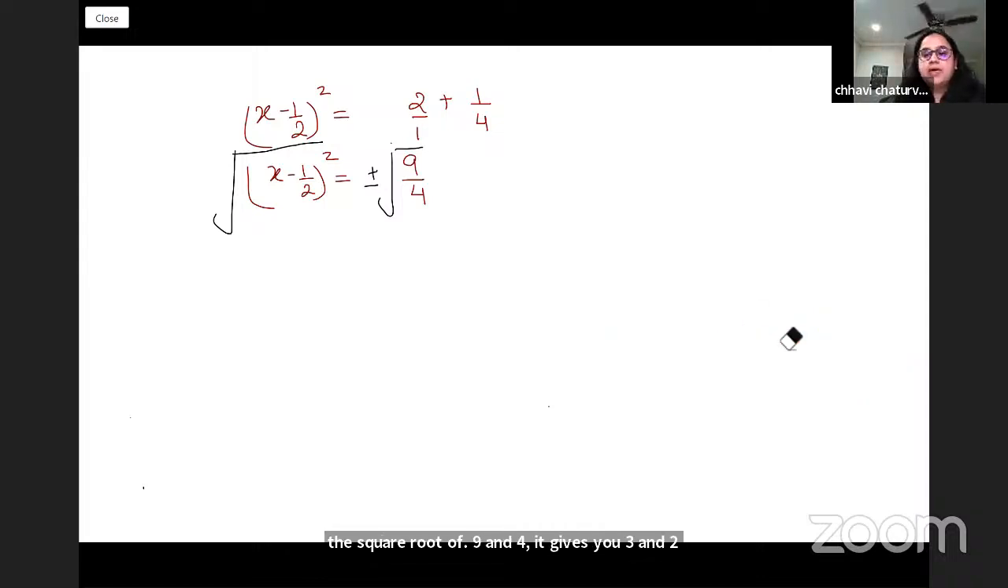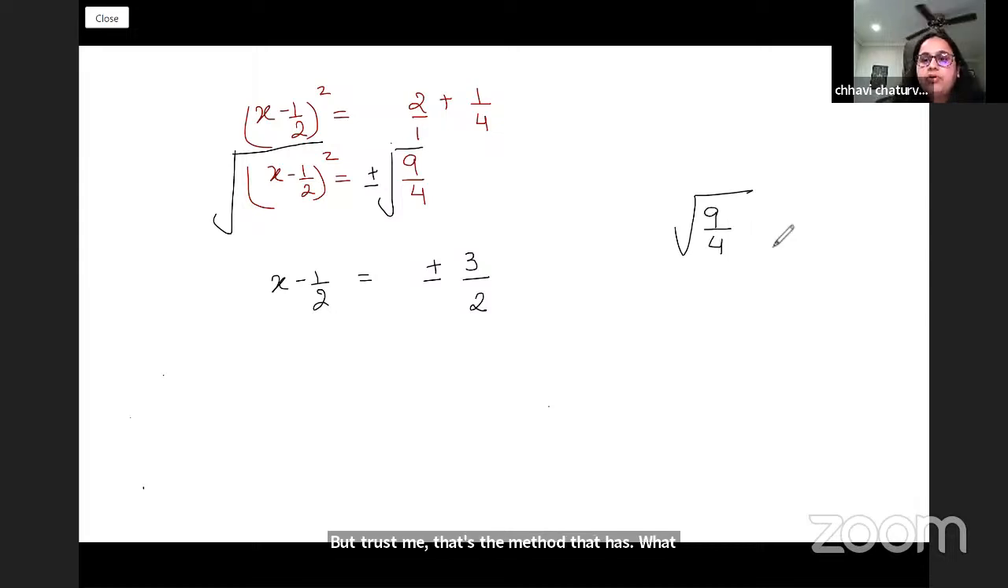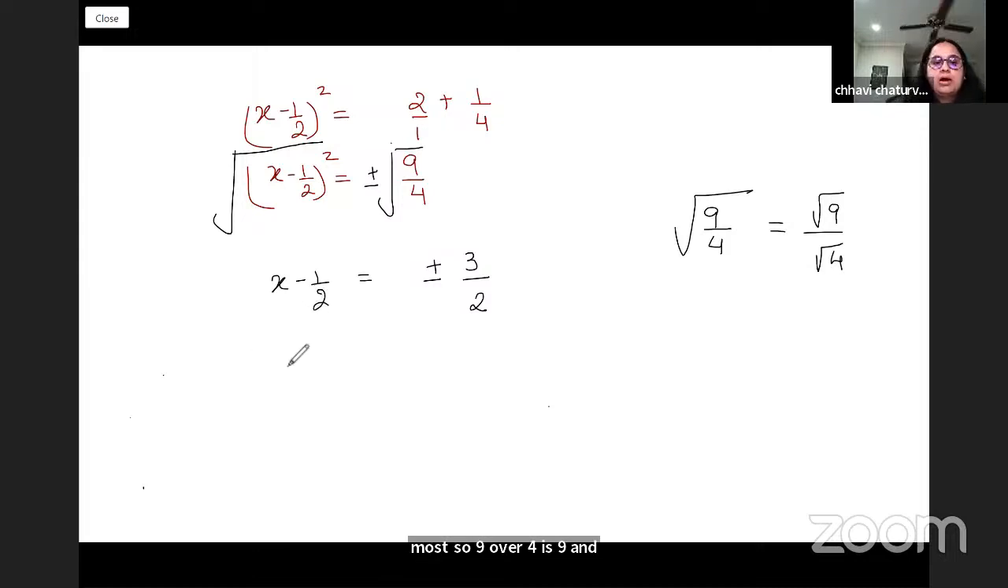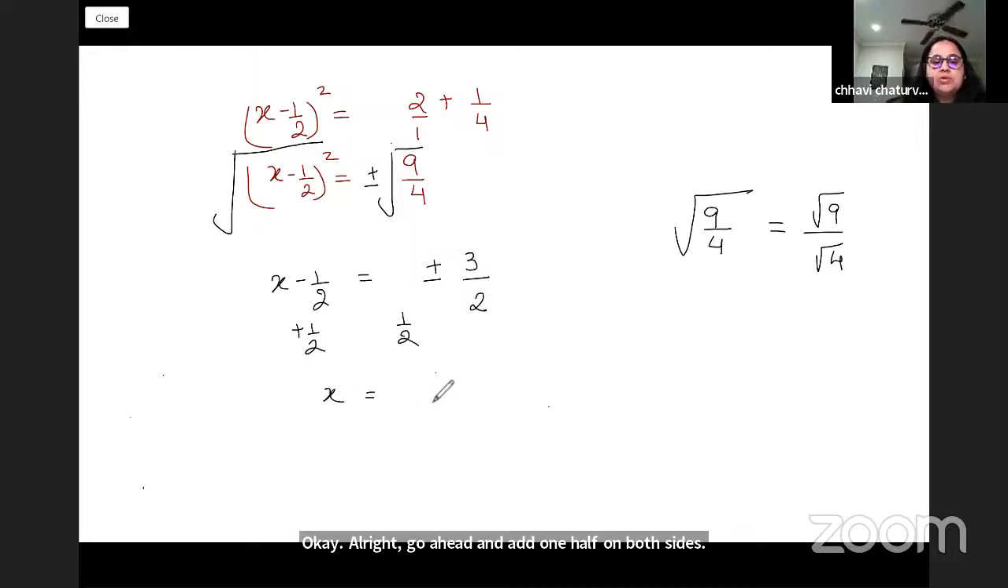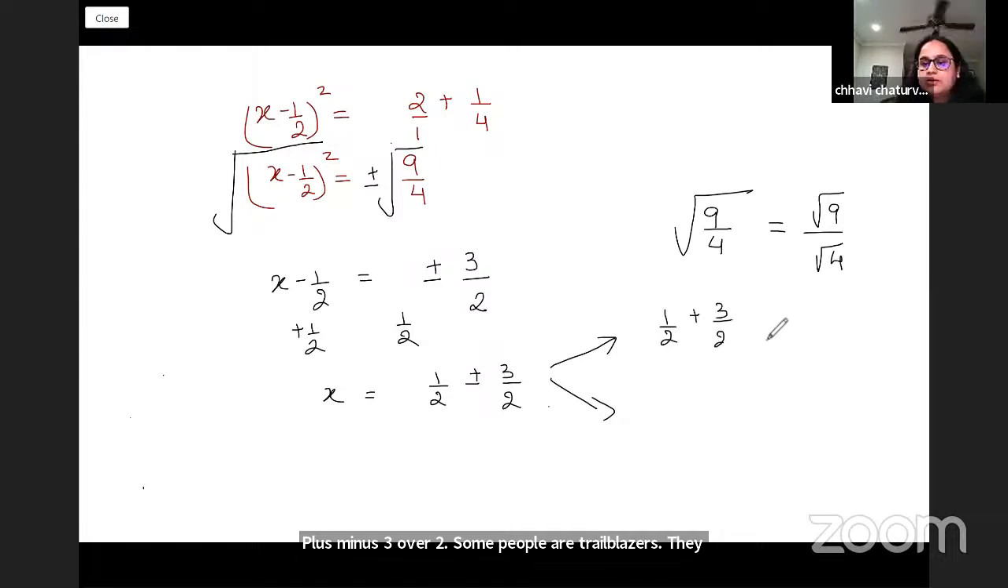Okay, completing the square is easy. I know some people are very smart. Completing the square is very easy for you. But trust me, that's the method that has worried me the most. So 9 over 4 is 9 and 4. Okay? All right, go ahead and add 1/2 on both sides. It gives us x equals 1/2 plus minus 3 over 2. Some people are trailblazers. They just really think that completing the square is easy.